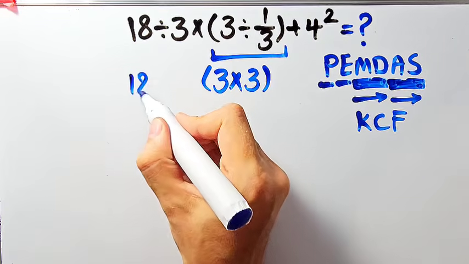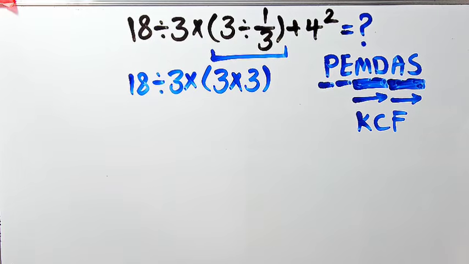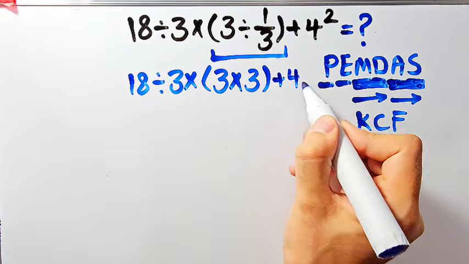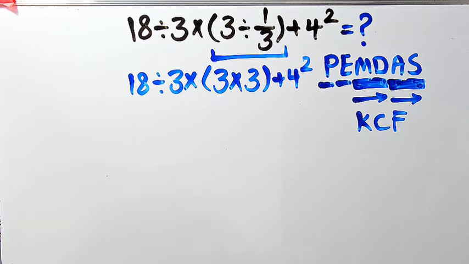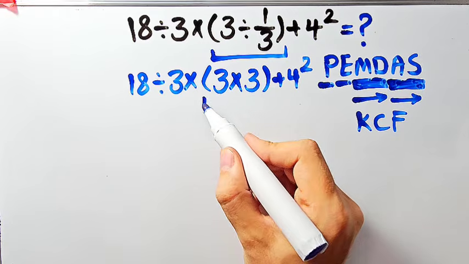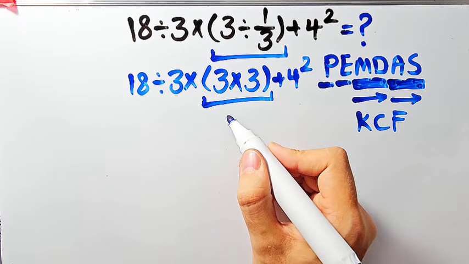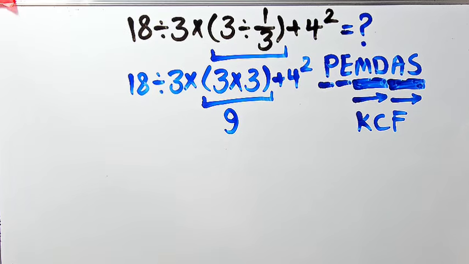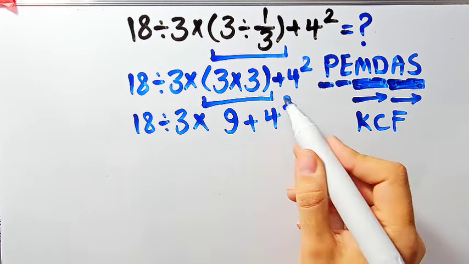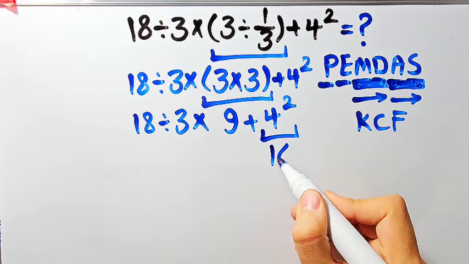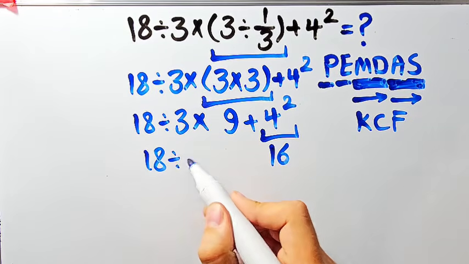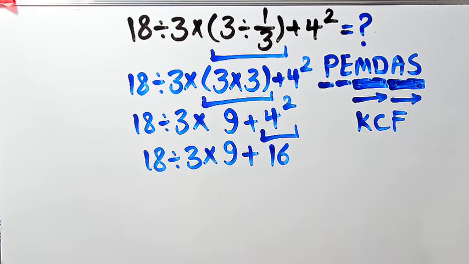The question is 18 divided by 3 times open parentheses 3 times 3 close parentheses, then plus 4 to the power of 2. Now we have division, multiplication, parentheses, addition and exponent. Again, according to the PEMDAS rule, first we simplify these parentheses. We have 3 times 3. 3 times 3 equals 9. Now we have 18 divided by 3 times 9, then plus 4 to the power of 2. Now we have division, multiplication, addition and exponent. According to the PEMDAS rule, first we simplify this exponent. 4 to the power of 2 equals 16. Now we have 18 divided by 3 times 9, then plus 16.